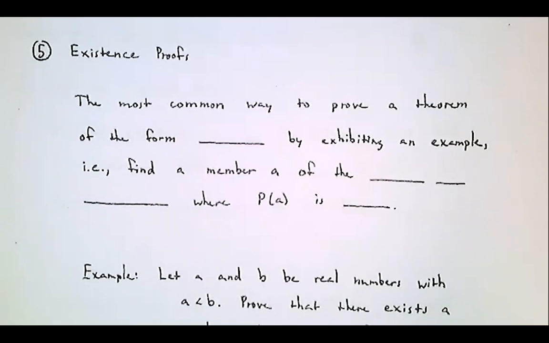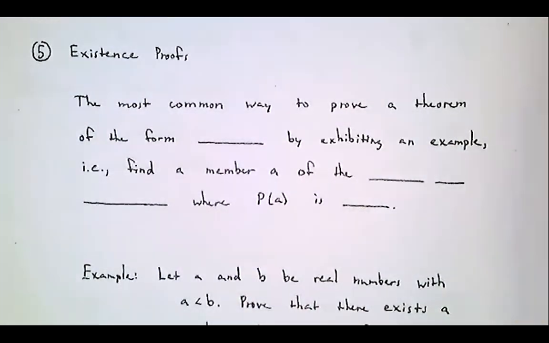Okay, so all of the proofs so far that we've talked about, I believe, have to do with universal quantifiers. We're saying something happens for all numbers, or for all sets, or for all integers, something like that. Existence proofs are a little bit different. So these involve the existential quantifiers.